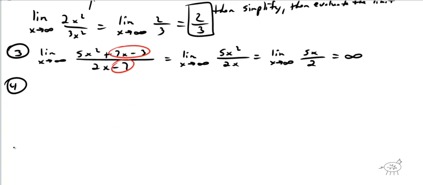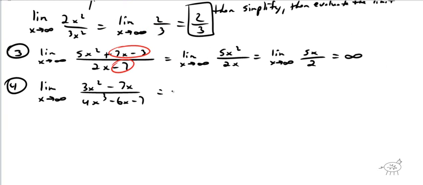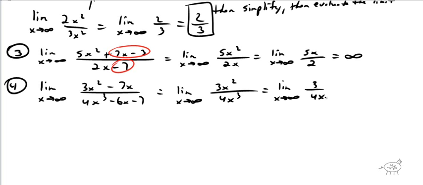Number 4. Limit as x approaches infinity of 3x squared minus 7x over 4x cubed minus 6x minus 7. So again, I'm going to keep the highest degree on top, so you get limit as x approaches infinity of 3x squared over 4x cubed, right? Everything else is out of there. And so if I simplify that, I get 3 over 4x. So this is similar to that problem, the 1 over x. What happens when x gets really big? That whole thing goes to 0.